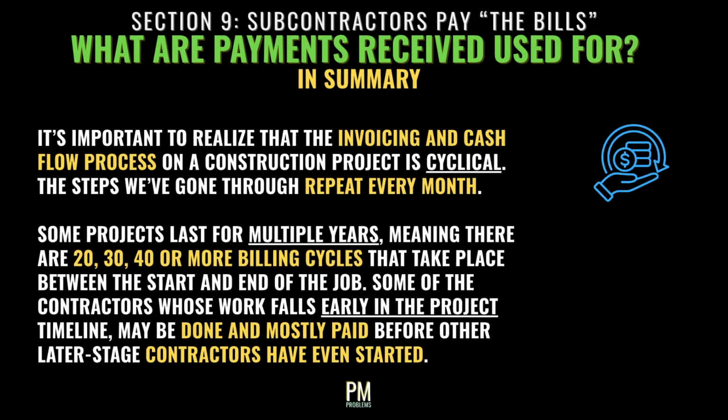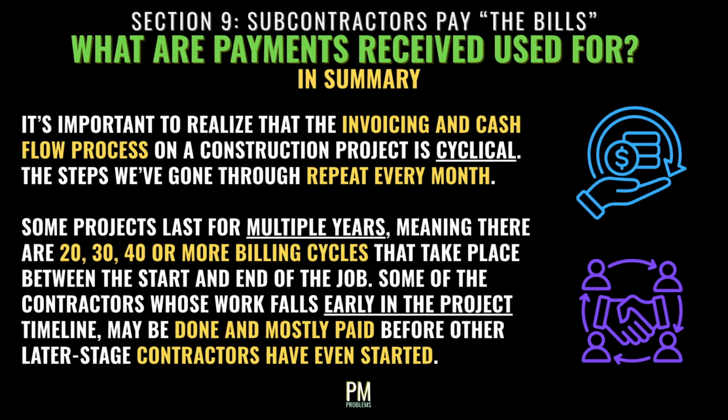Hopefully, to wrap up the discussion, it's important to realize that the invoicing and cash flow process on a construction project is cyclical. The steps we've gone through repeat every month, and some projects last for multiple years, meaning there are 20, 30, 40, or even more billing cycles that take place between the start and the end of the job. Some of the contractors whose work falls early in the project timeline may be done and mostly paid, with the exception of retainage, before other later stage contractors have even started. What stays consistent is that the GC invoices their client every month, and the client pays for the portion of the total project that was completed each month too.